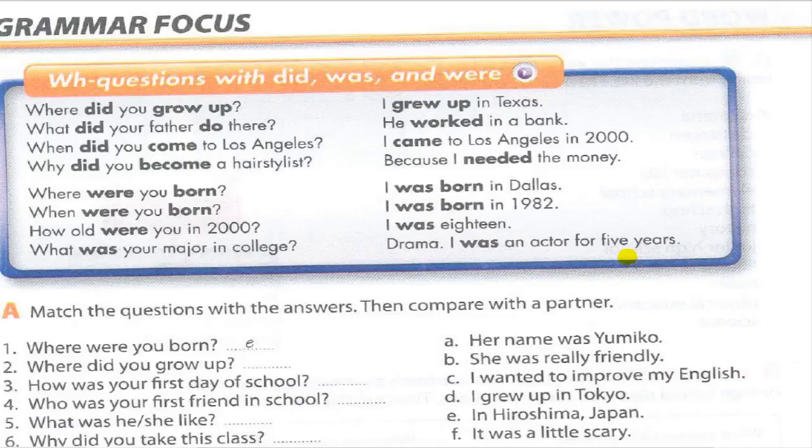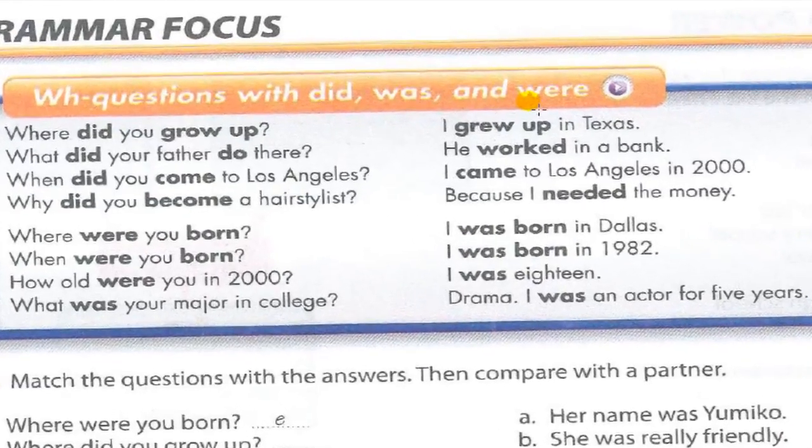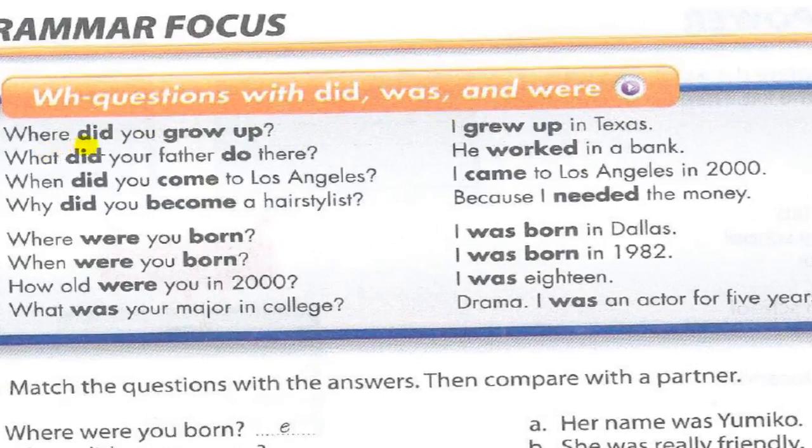Page 103, Exercise 6, Grammar Focus. WH questions with did, was, and were. Where did you grow up? I grew up in Texas. What did your father do there? He worked in a bank. When did you come to Los Angeles? I came to Los Angeles in 2000. Why did you become a hairstylist? Because I needed the money.